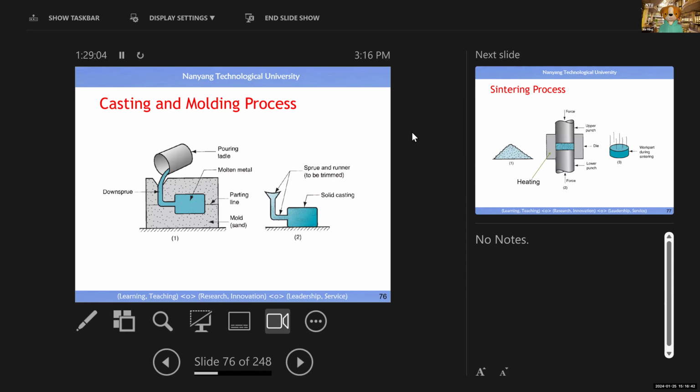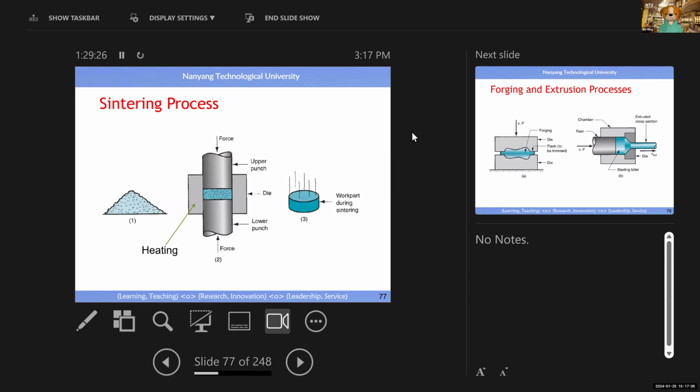So this is a typical scenario for us to transform input material in the form of liquid into output material with a specific geometry, and in the state of solid. This is the input, this is the output. So this is a very old, simple process, right?